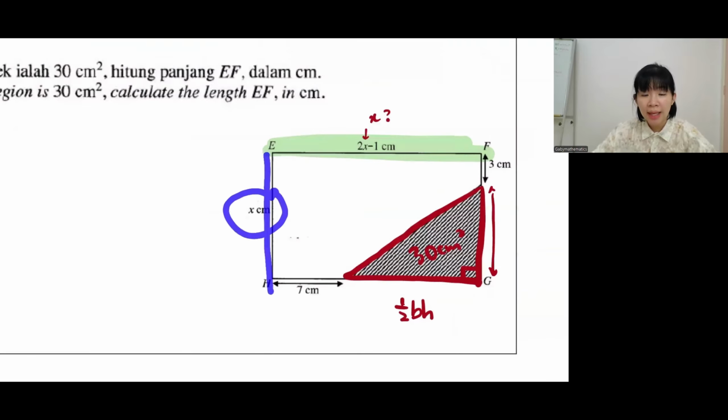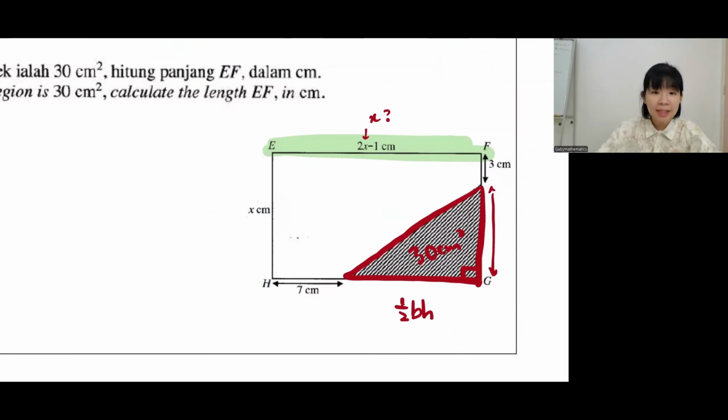So this whole thing, X. This one, 3. So the remaining is 3 minus X or X minus 3. X is the whole thing. Then this one, 3. So we have to take X minus 3. X is a bigger number.